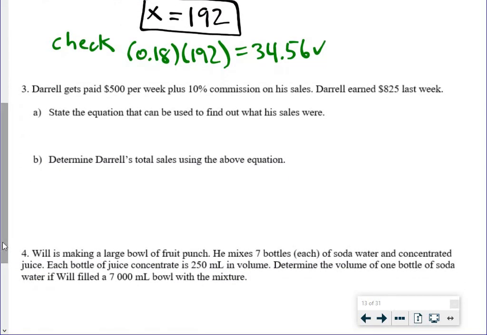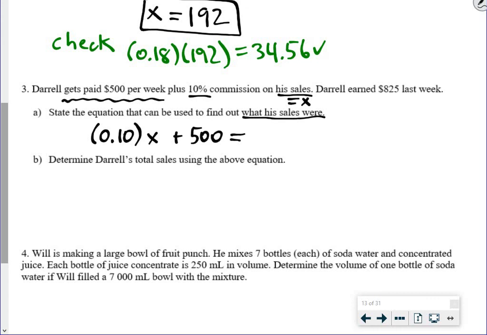Okay, next, Daryl gets paid $500 per week plus 10% commission on his sales. He earned $825 last week. So we want to write an equation that can be used to find out what his sales were. So his sales is the thing that we need to find. We'll call that X. So if we're making 10% on his sales, we're doing 10% of X. And on top of that, he gets paid $500 per week. So we add $500. And he earned $825 last week.